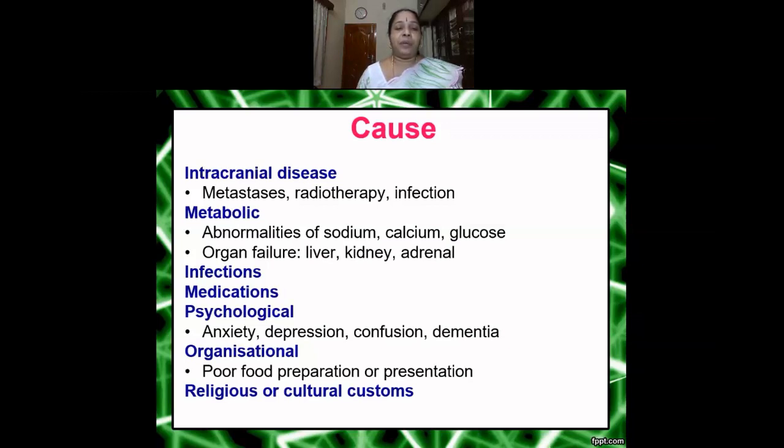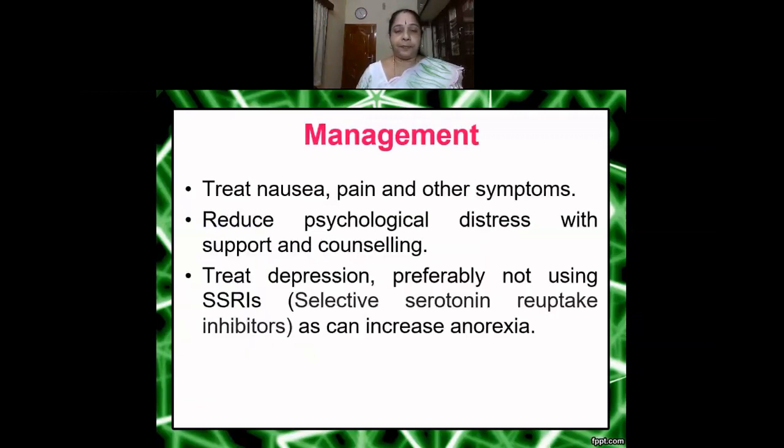Organ failures, like liver failure, kidney failure, or adrenal gland failure, can cause anorexia. So can infections, medications, and psychological factors such as anxiety, depression, confusion, dementia. All these are psychological factors, and they can also lead to anorexia. Organizational causes: poor food preparation or presentation, when they are restricted to a hospital or a home or a palliative care center, and the food prepared is not what they expect, then the amount of food intake reduces drastically. Or it can also occur due to religious or cultural customs.